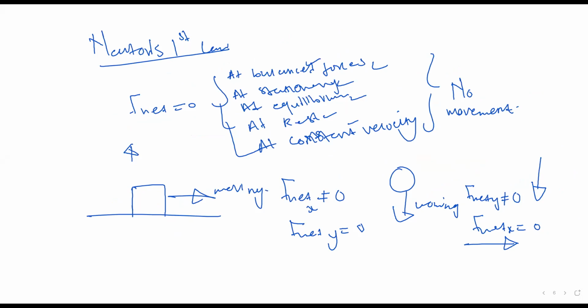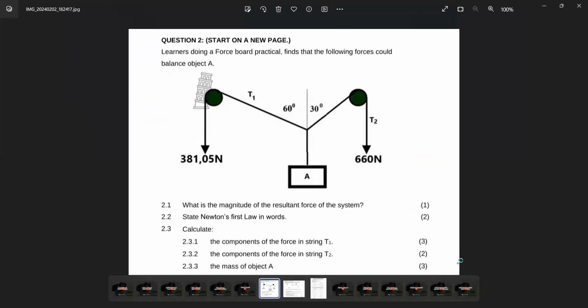Then that thing eventually came out. What is the magnitude of the resultant force? Meaning it is 0 newtons. Let me see before I start to write things that are not there. It is 0 newtons.